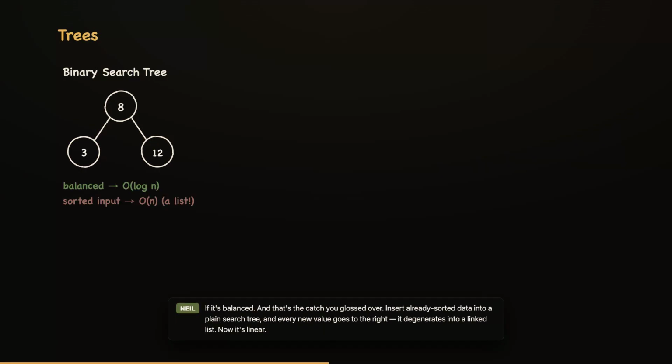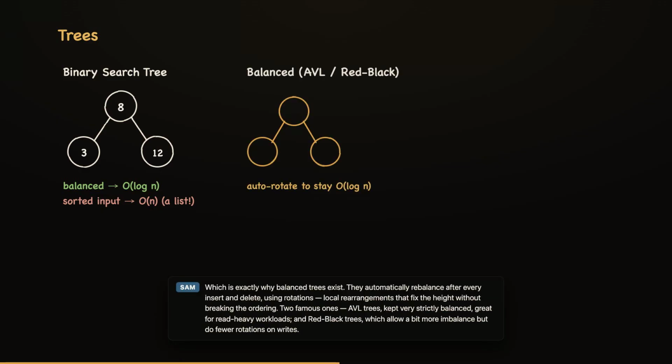If it's balanced, and that's the catch you glossed over. Insert already sorted data into a plain search tree, and every new value goes to the right, it degenerates into a linked list. Now it's linear. Which is exactly why balanced trees exist.